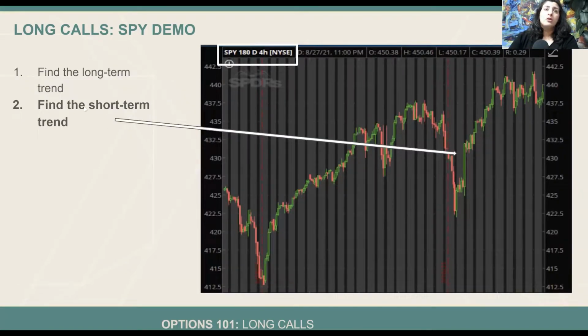Then once you've found the overall trend, you do want to find the short-term trend, because of course you need to find an entry point to your long position. Then you want to find the short-term trend so that you can catch that positive move and that positive momentum.